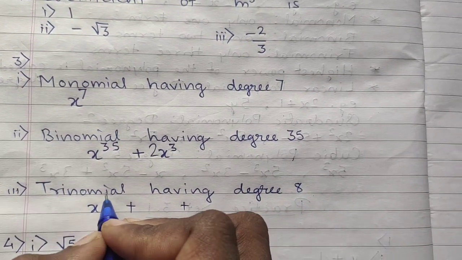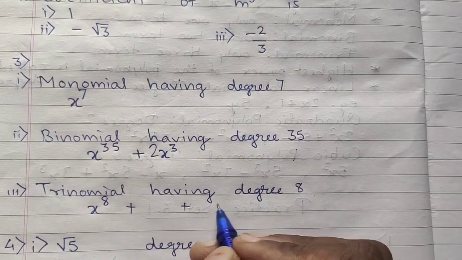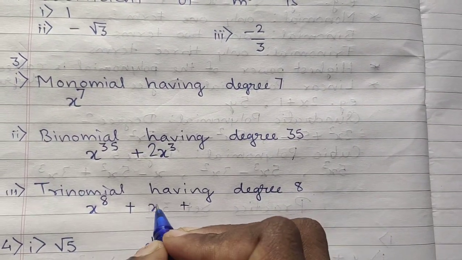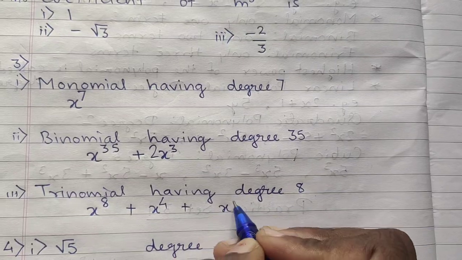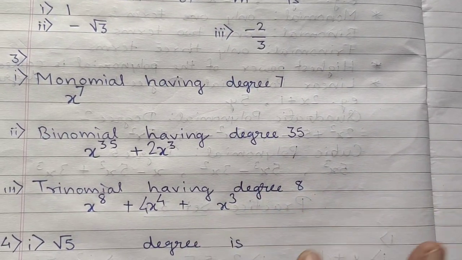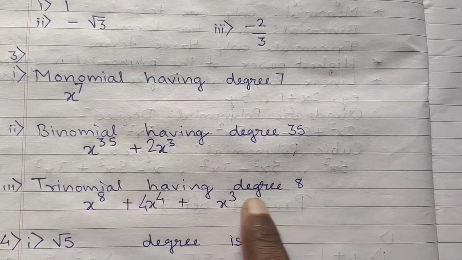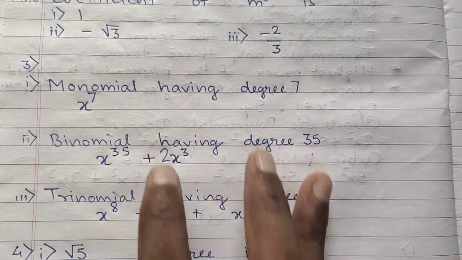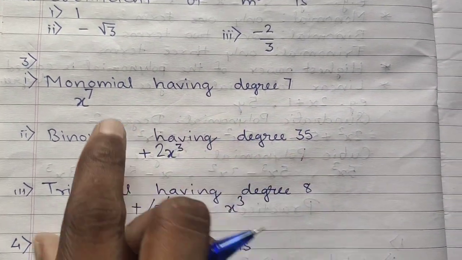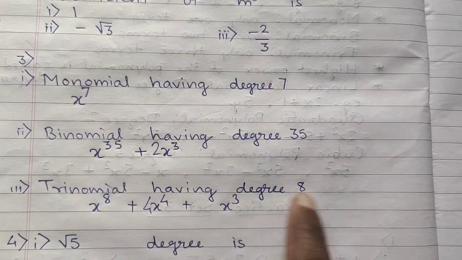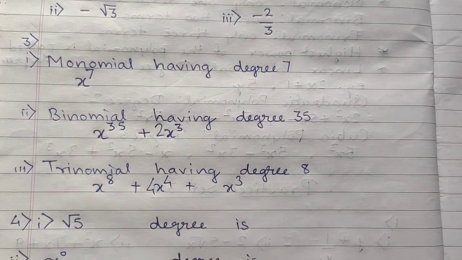Now what is the degree? 8. So first I have written the degree 8 term. Now you can write any power just lower than 8. So I am writing x power 4 and x power 3. You can add any number also or keep it as it is. So this is a trinomial with degree 8. So this is very simple. You can write by your own. You can write any example, but remember the degree should be 7 in this case, 3 in this case, and 8 in this case.